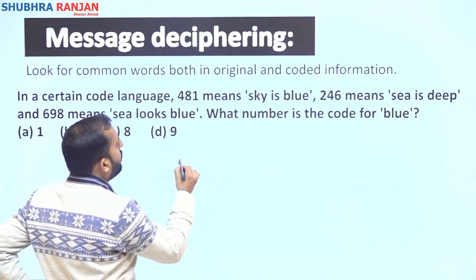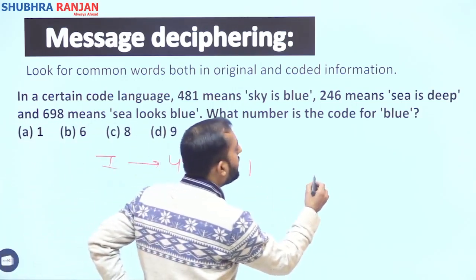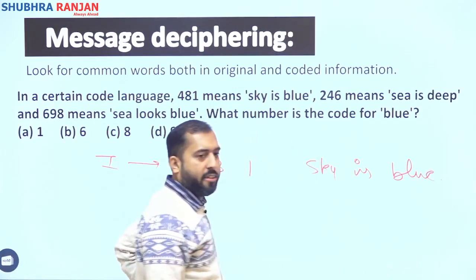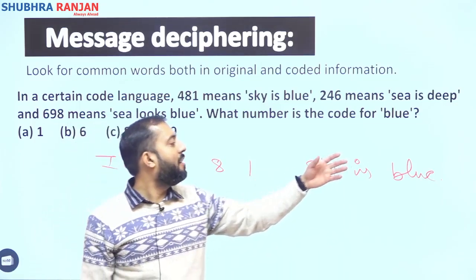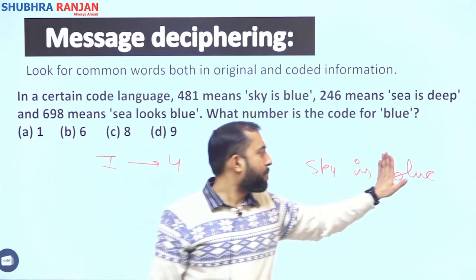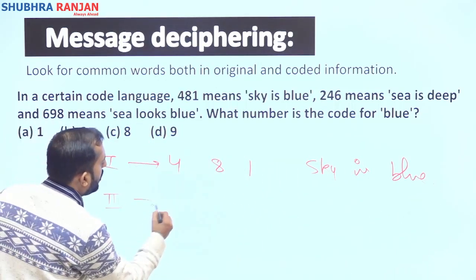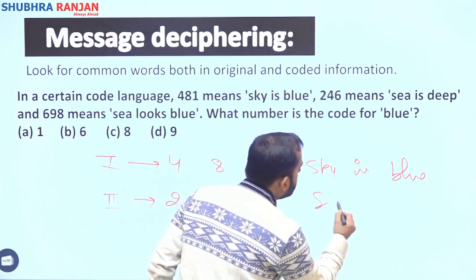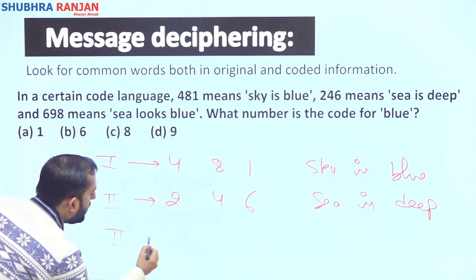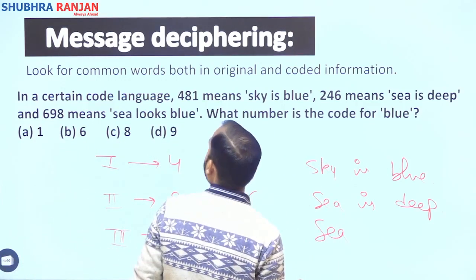in a certain code language, 481 is written as sky is blue. This is the first line. Now by chance the examiner has written the right thing over here, appearance wise sky is blue, but he can write red as well, right? Yeah, so blue. Then next is 246. 246 means sea is deep. And is there any other? Yeah, one more is present. Third is 698. Yeah, I think A is the right choice.